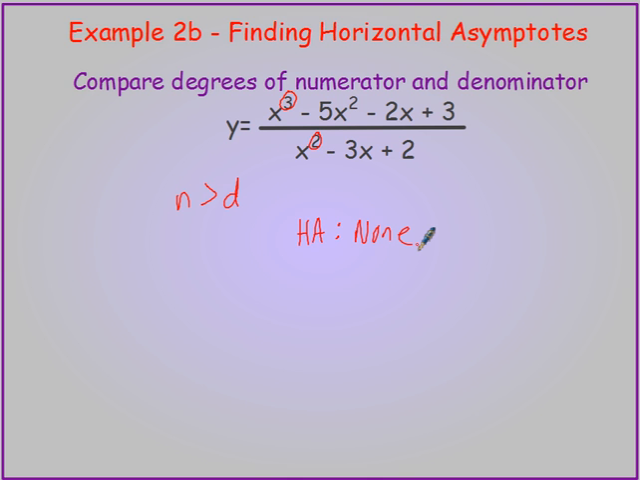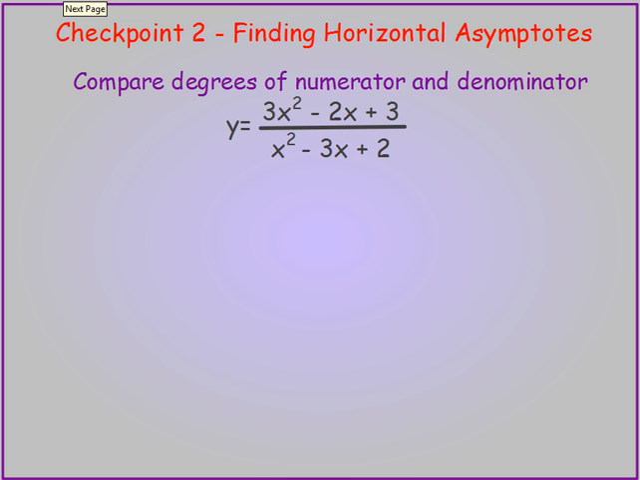We good? Sure? Okay. You try this last one. For this function, I have 3x squared minus 2x plus 3 over x squared minus 3x plus 2. What's the degree of the top? 2. What's the degree of the bottom? 2. So then they're actually the same. According to your rules, your HA is at y equals what? So remember, it's a ratio of the leading coefficients. What are my leading coefficients? 3 and 1. So it's y equals 3 over 1 or just y equals 3.